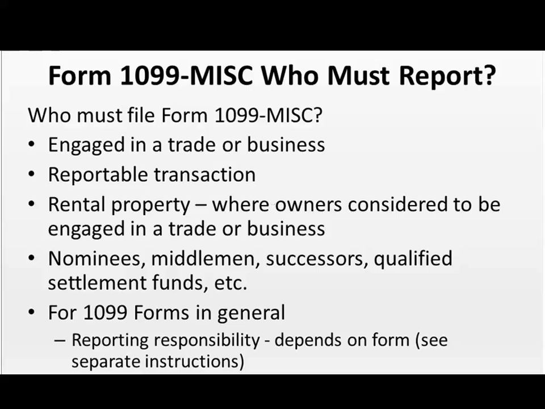Nominees, middlemen, successors, qualified settlement funds, and so on. These are people who receive the money on behalf of someone else, and so they will be issued a 1099, and then they will turn around and issue 1099s to the actual recipients of the income. For example, a personal representative or executor of an estate might receive the payment, say for example, a payment of wages in respect of a decedent. This would be wages that were paid after the decedent's death.